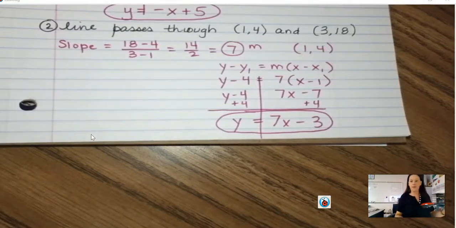Now we're going to be graphing. If graphing is hard for you, my flex time for tomorrow is practicing graphing slope-intercept. So sign up for my flex time if you need extra practice.